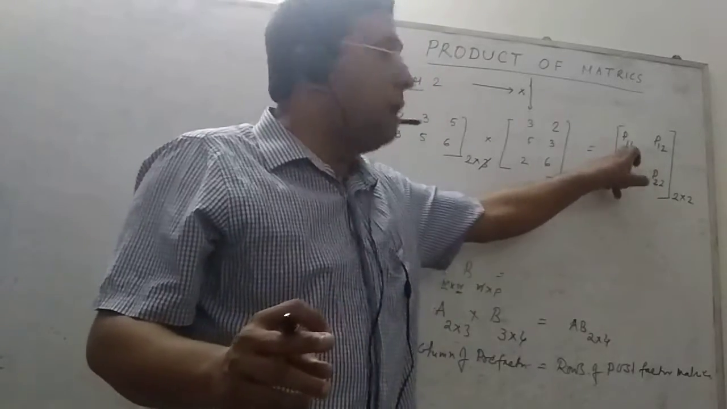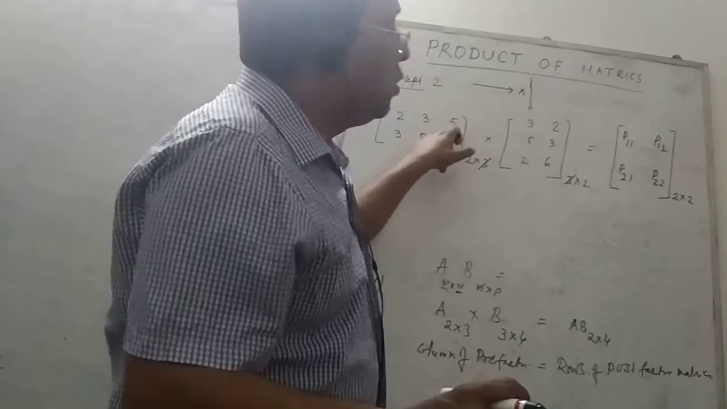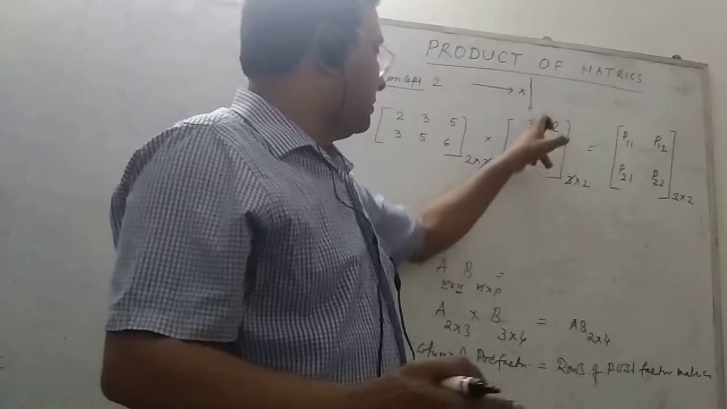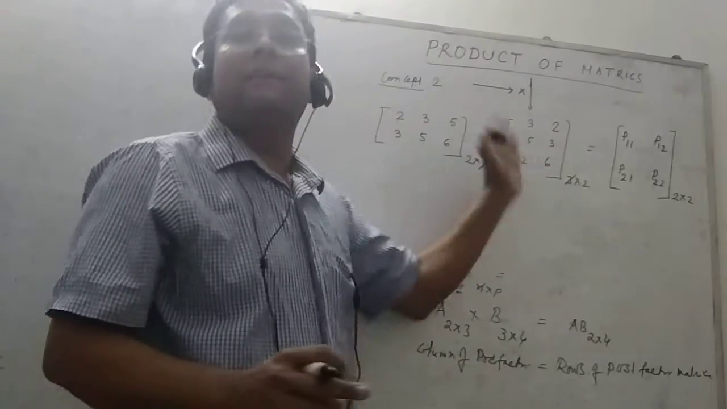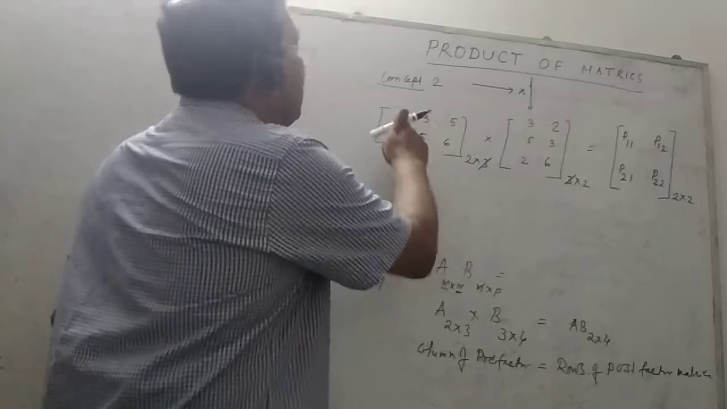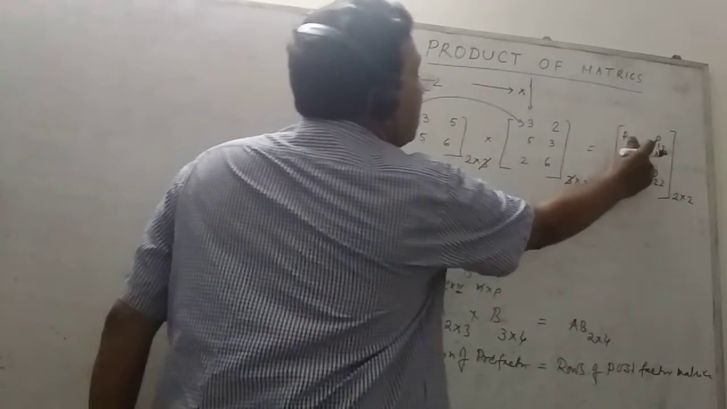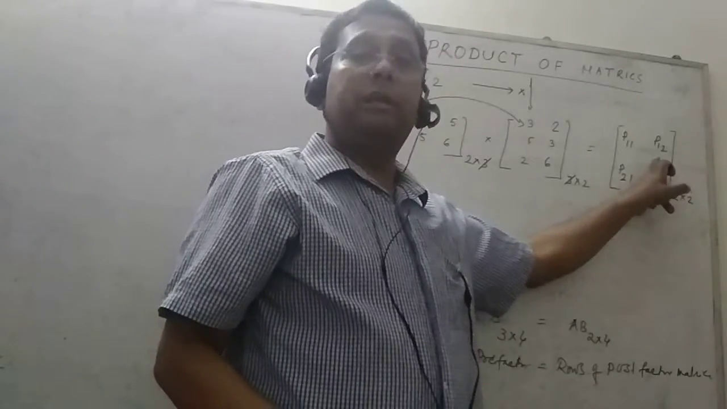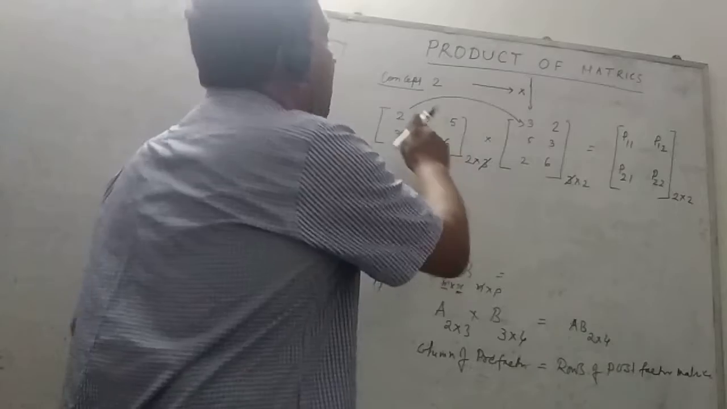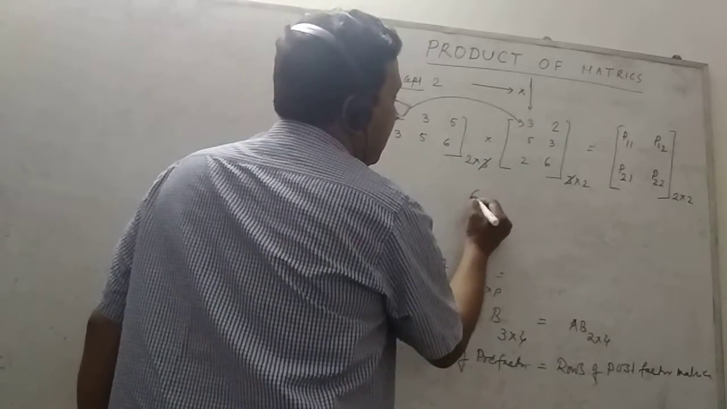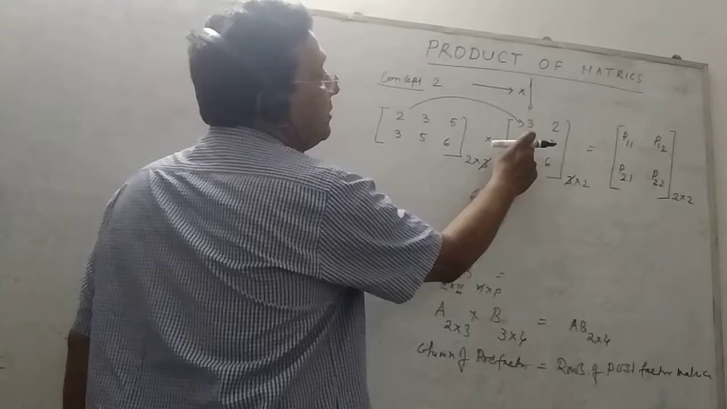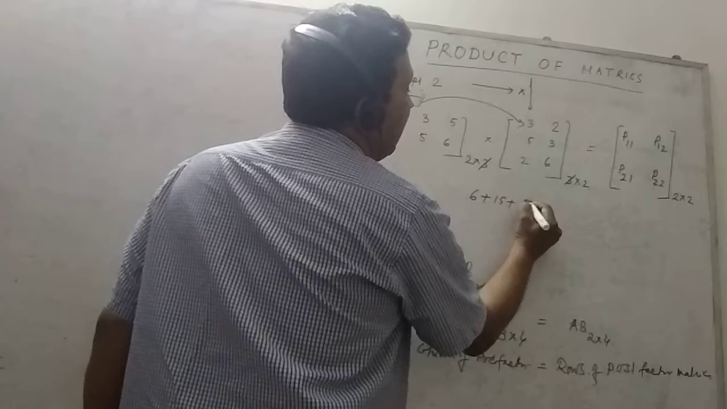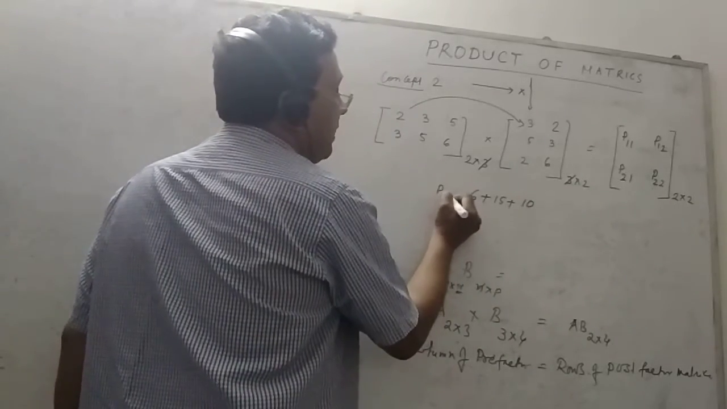P11 means I will choose the first row of the prefactor and the first column of the post factor, that is 3, 5, 2, and I will add these elements. This scheme, if you write it before every multiplication, will help you to get the result. So if I multiply, 2 into 3, 6, then you have to add each element, plus 3 into 5, 15, plus 5 into 10, 10. This is your P11.